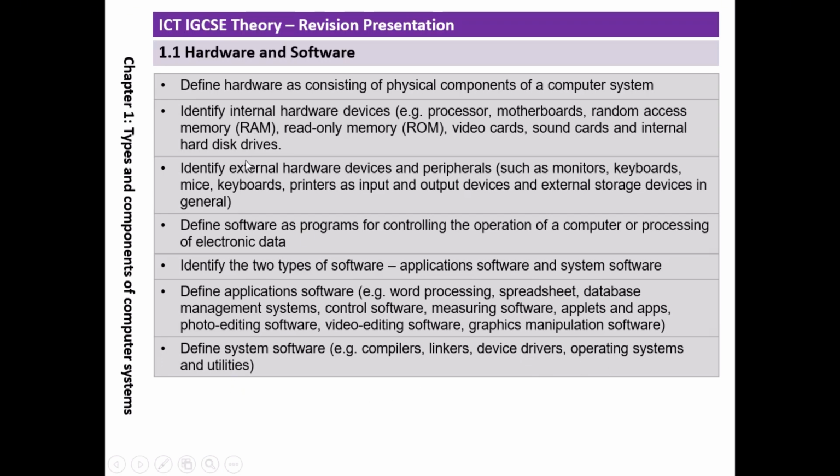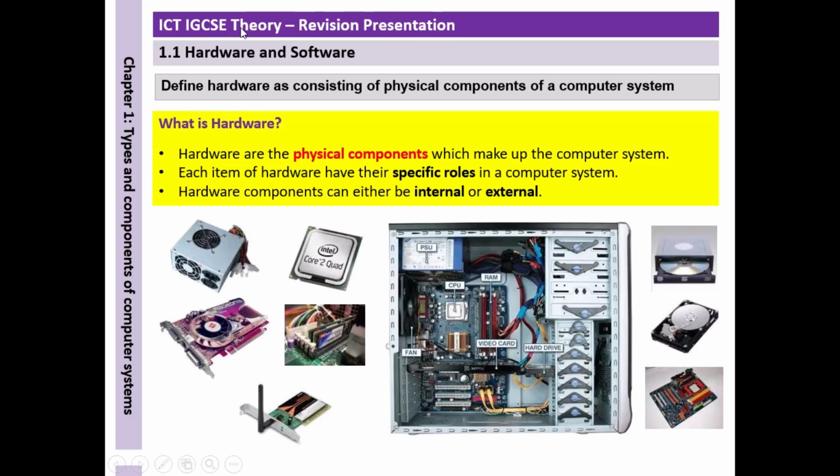So by the end of the video, we will have covered all the listed bullets here. This is an ICT IGCSE theory topic, which is normally paper 1. If I go to the next screen, this topic is still hardware and software, but now we are starting with hardware.